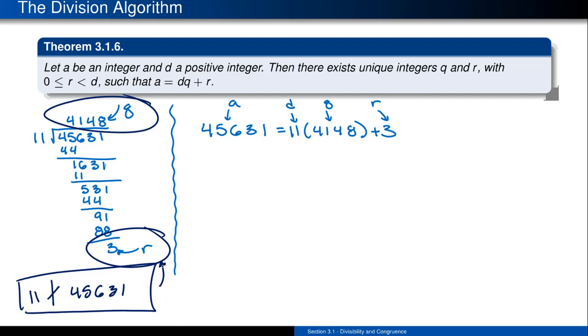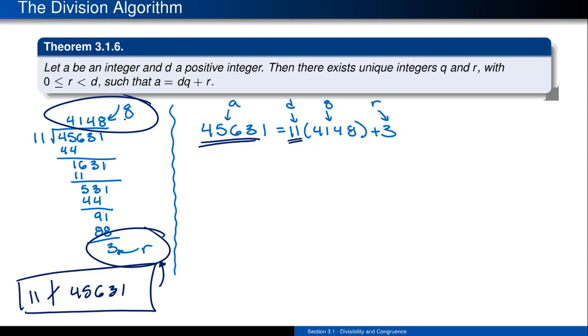But in this case, all hope is not lost. There is still a lot of good information that actually ends up occurring in this situation. I have a really nice interplay between this big 45,000 blah blah blah number, and its connection to its divisor 11. The question is how many times does 11 actually go into 45,631? Well, the answer to that question is going to be that quotient. I know that it's going to go into that thing 4,148 times. I just know that it's not going to be perfect.